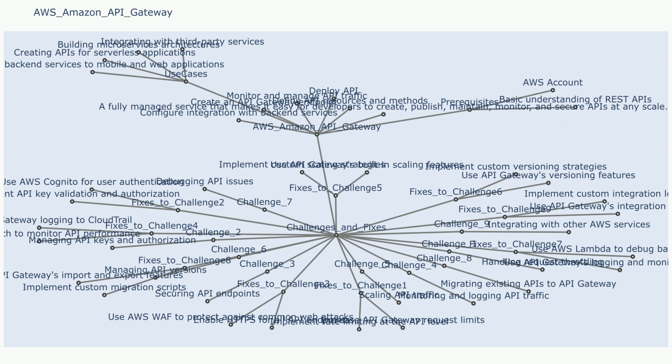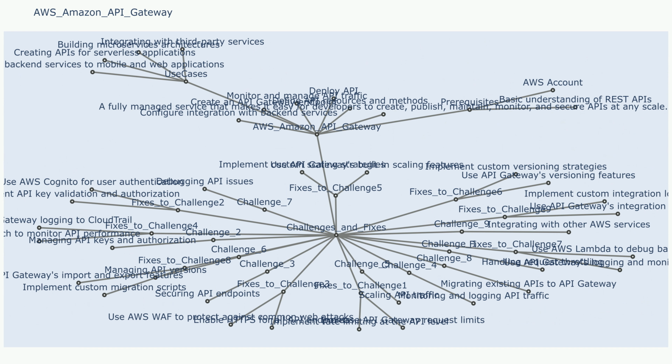Challenge 6. Managing API versions. Fixes to challenge 6. Use API Gateway's versioning features. Implement custom versioning strategies. Use API Gateway's versioning features to manage different versions of your API. Use AWS Lambda to implement custom versioning logic.